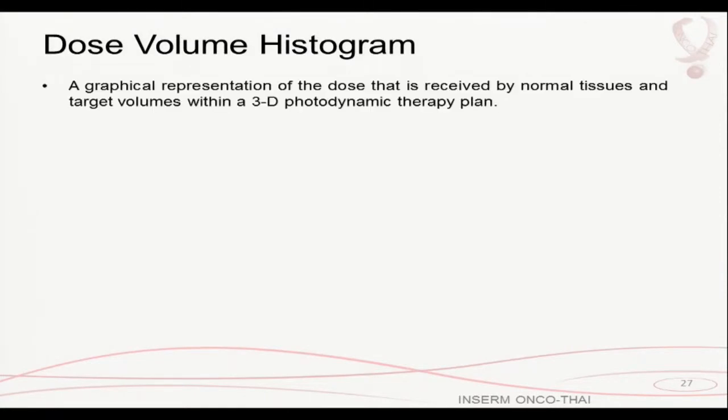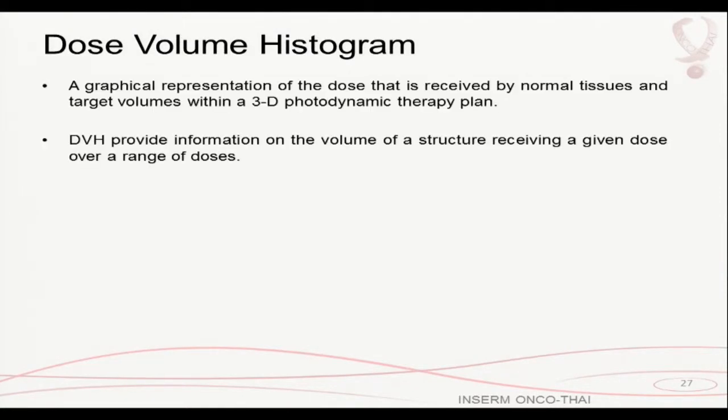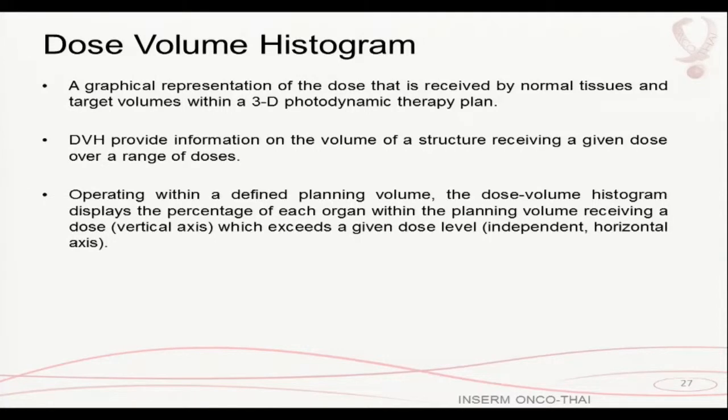Just for people that are maybe not really familiar with the dose volume histogram, it's a graphical representation of the dose that is received by normal tissue and target volume, and in our case, I can now take the example of a 3D photodynamic therapy plan. This DVH provides information on the volume of a structure receiving a given dose or a range of doses, and within this defined planning volume, the dose volume histogram displays the percentage of each organ within the planning volume receiving this dose.